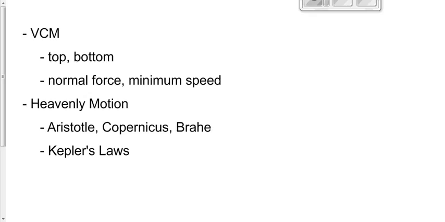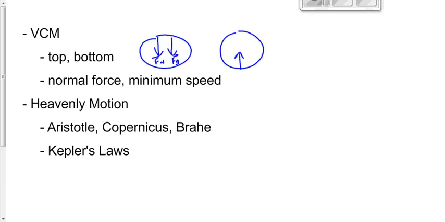Then we talked about vertical circular motion. We have to analyze the top of the circle and the bottom of the circle. At the top of the circle, we'd have a normal force and a force of gravity. At the bottom of the circle, we'd have a normal force and a force of gravity, but in opposite directions. Remember, in both of those cases, we have to draw the free body diagram.